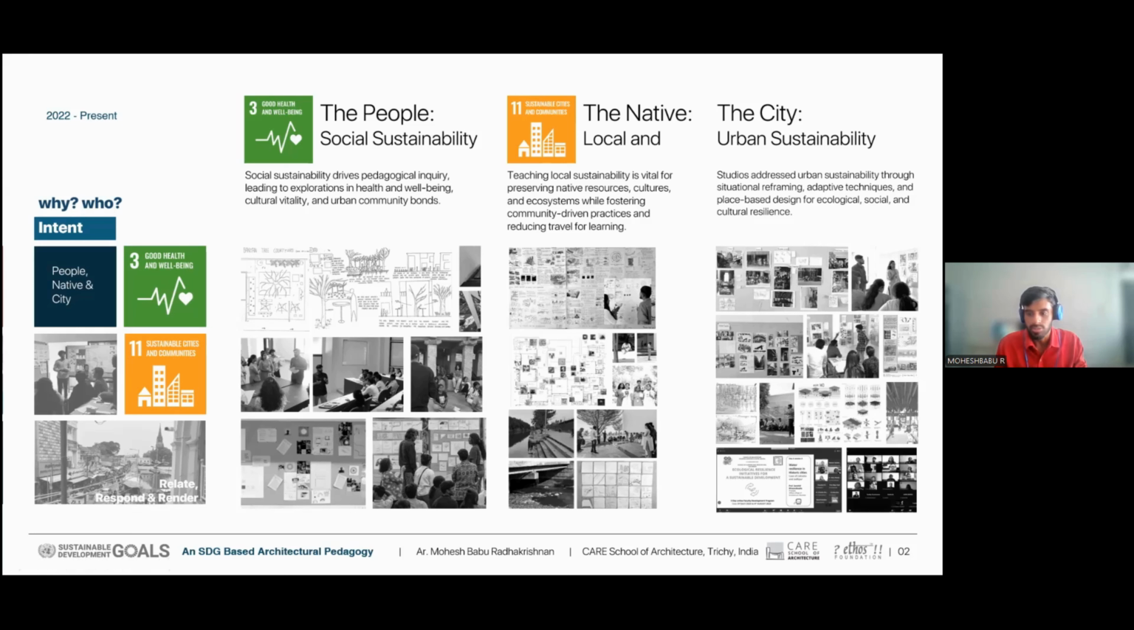Then it comes to the city, and by city, it is your own city and your own hometown. In most of our studios, we address urban sustainability through situational reframing of our own context. We use adaptive techniques and place-based design for ecological, social, and cultural resilience.